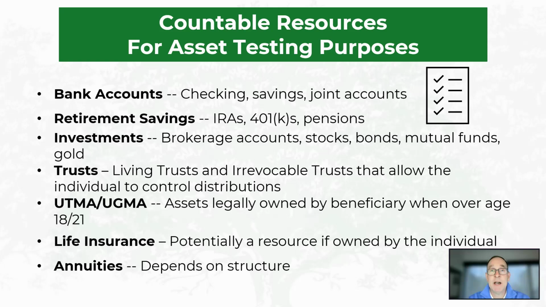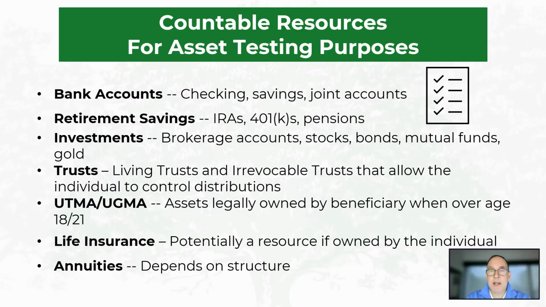A retirement account in their name, that could be an IRA, a 401k or 403b, or some other company retirement plan. Investment accounts, anything that holds stocks, bonds, mutual funds, even gold counts if it's in their name. Trusts, a living trust or an irrevocable trust that they can demand distributions from will count as an available resource.